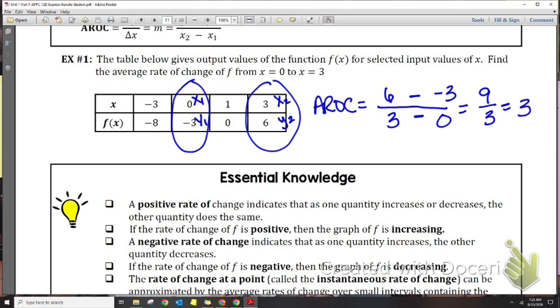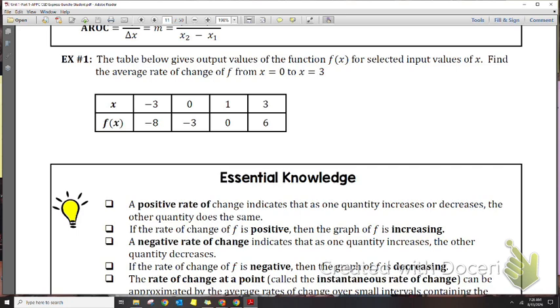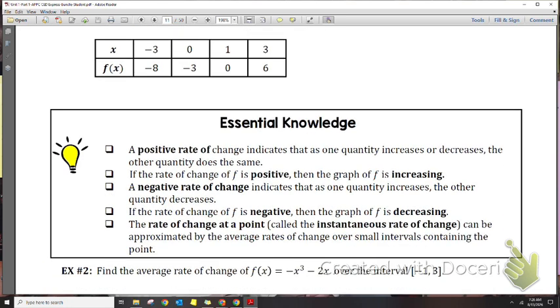All right, so some essential knowledge here. A positive rate of change indicates that as one quantity increases or decreases, the other quantity does the same. So if x increases, the y increases. As x decreases, the y decreases. If the rate of change of f is positive, then the graph of f is increasing. A negative rate of change indicates that as one quantity increases, the other decreases. So if one is positive, the other one would be negative. All right, if the rate of change of f is negative, then the graph of f is decreasing.